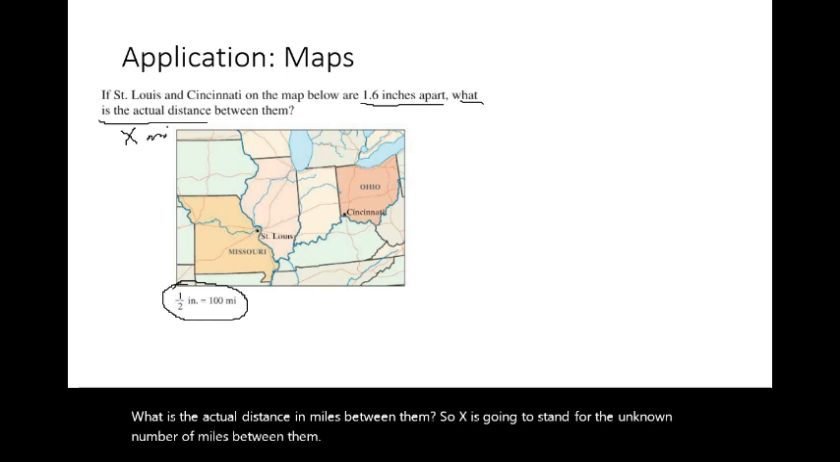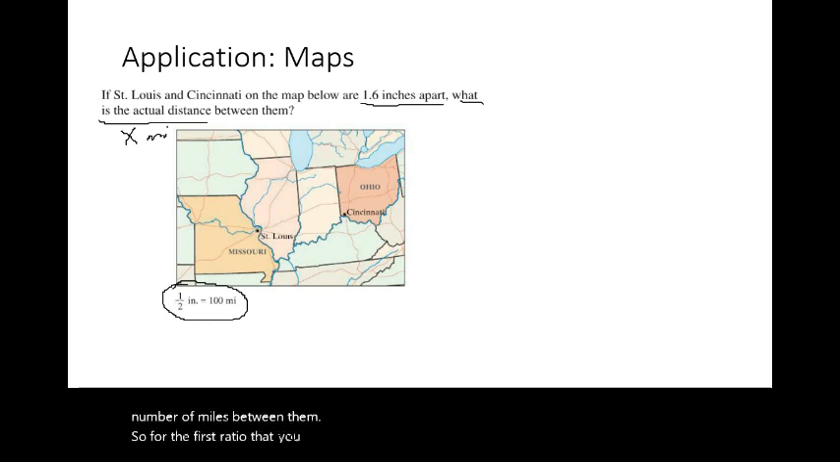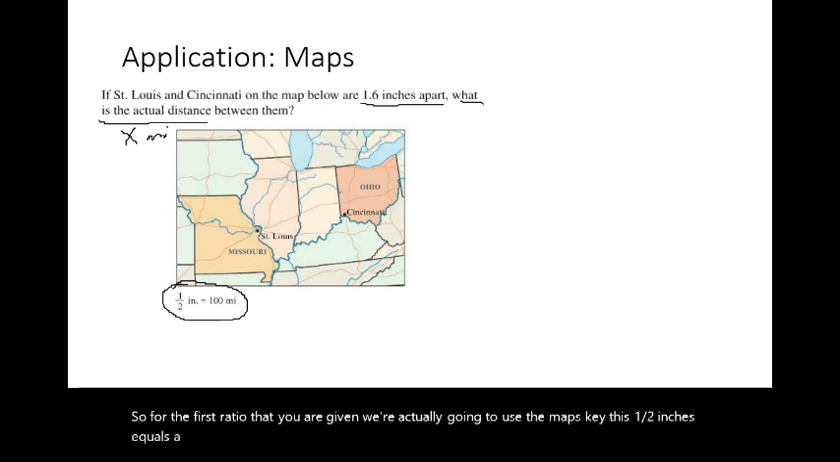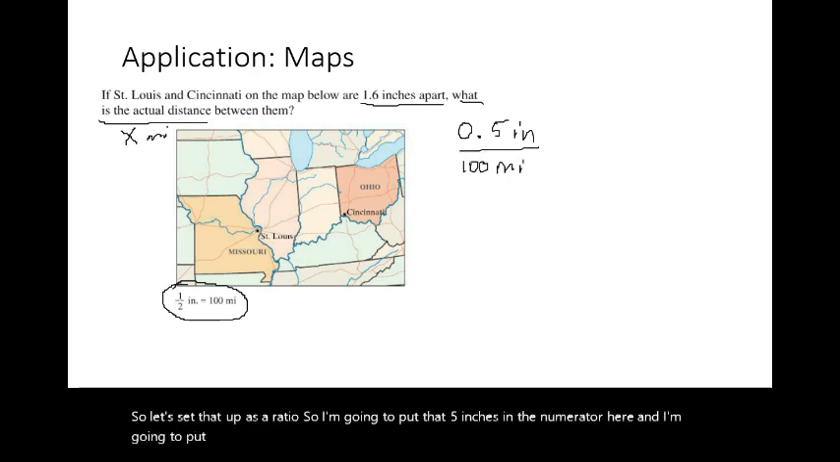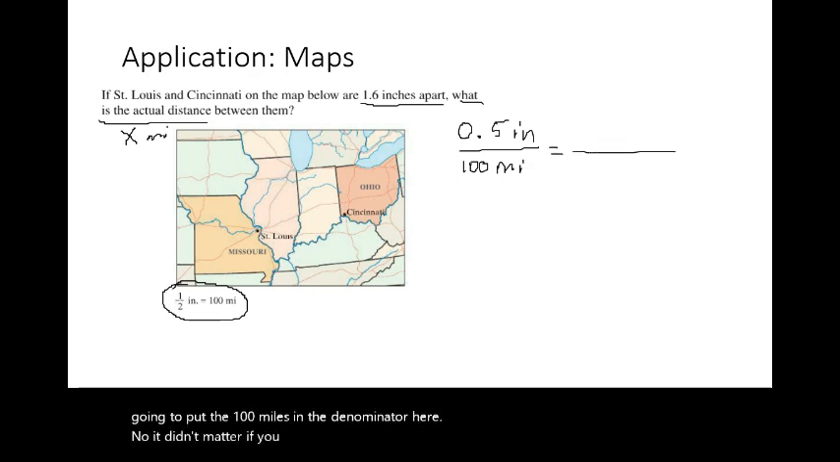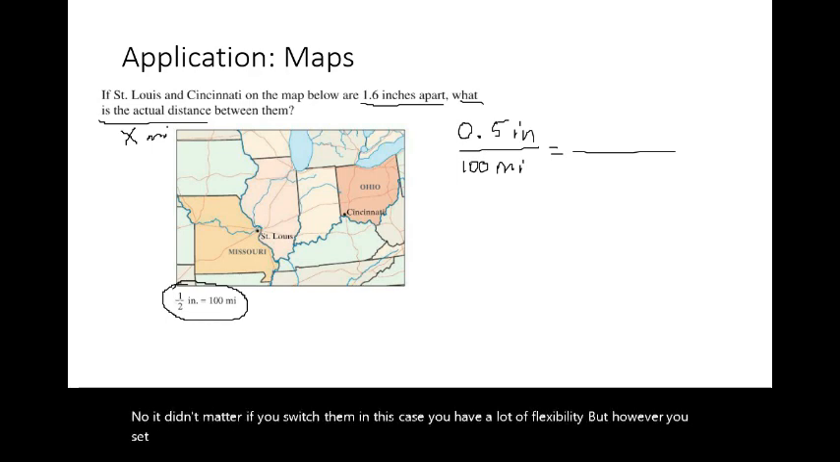So for the first ratio that you are given, we are actually going to use the map's key. This 1/2 inch equals 100 miles. And just for the sake of ease, I'm going to change the 1/2 inch to a decimal. So let's set that up as a ratio. I'm going to put that 0.5 inches in the numerator here, and I'm going to put the 100 miles in the denominator here. Now, it didn't matter if you switched them. In this case, you have a lot of flexibility, but however you set up the first ratio, you need to make sure that the second ratio is set up in the exact same way.